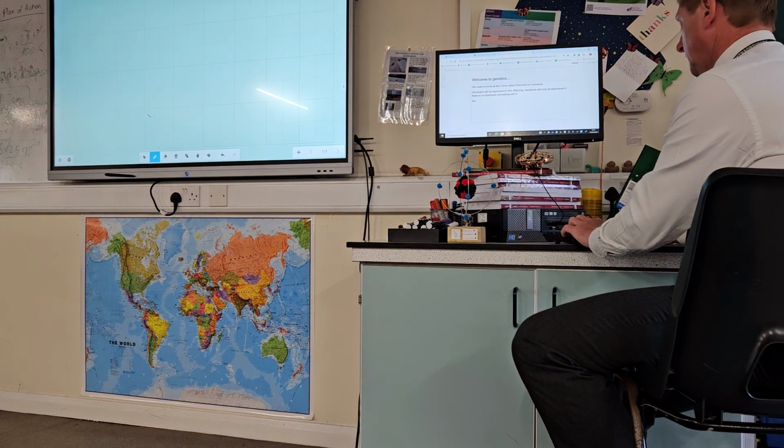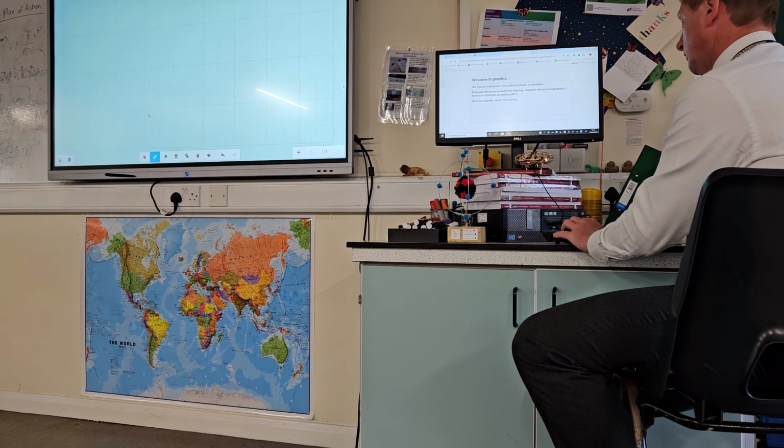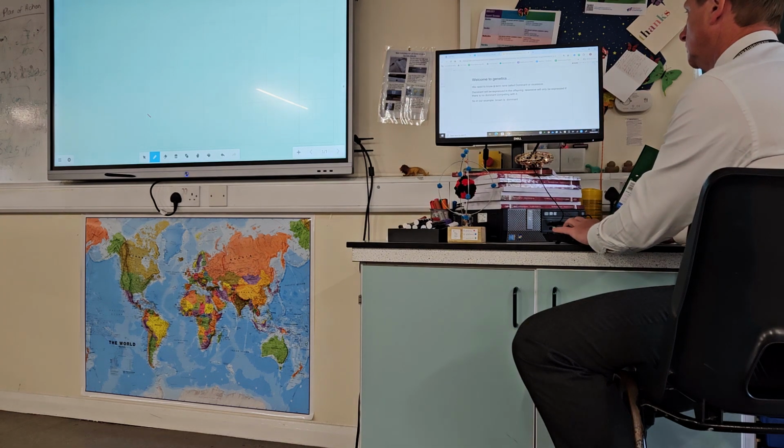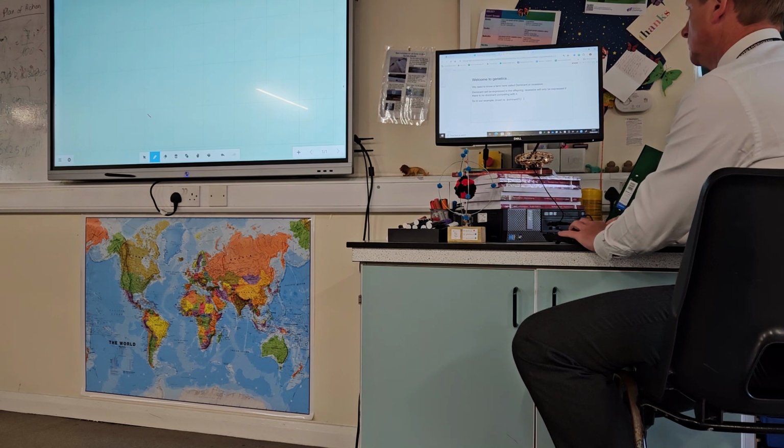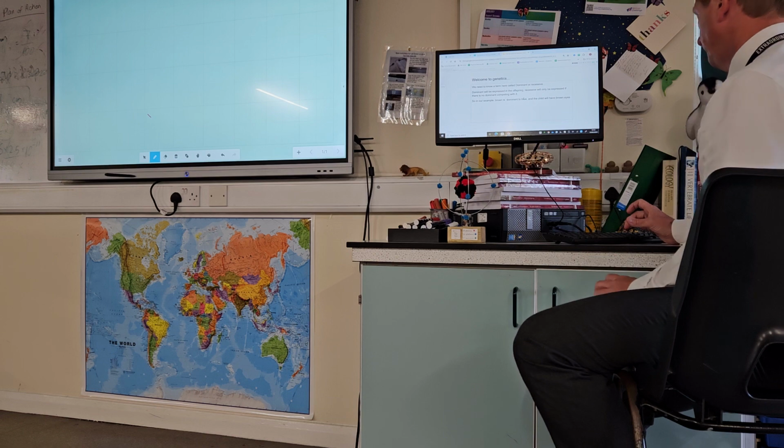So, in our example, brown is dominant to blue, and the child will have brown eyes.